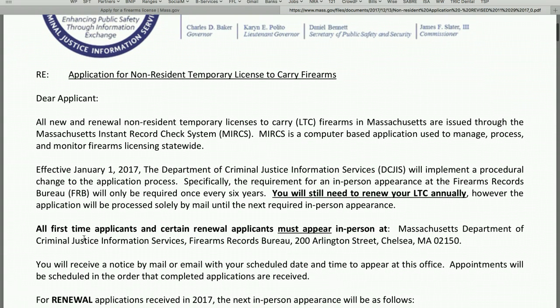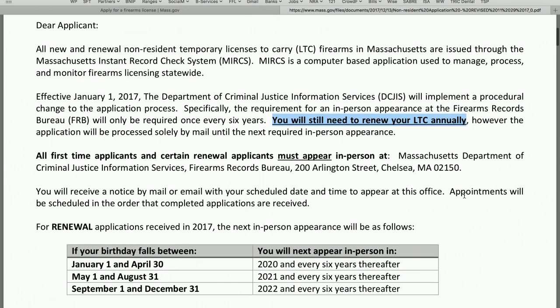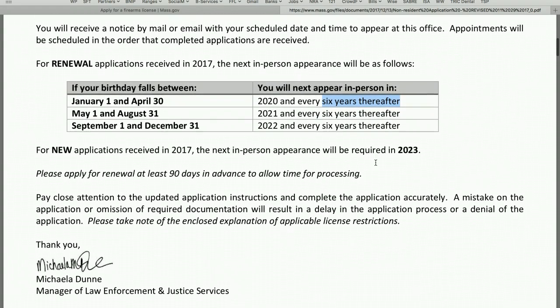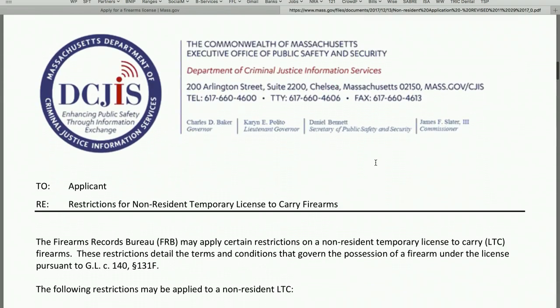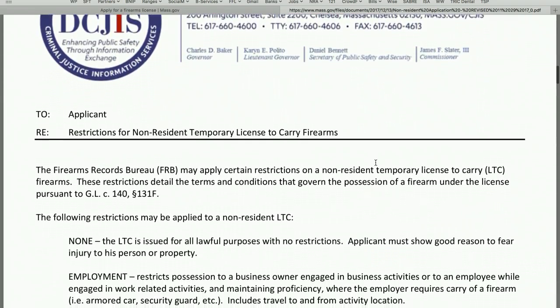And it tells you same thing, first-time applicants must appear in person. So if you live really far from Mass, it might not be worth your time, but at least the first time you have to show up, and you still have to renew annually. But just like before, you only have to come in the first time, and then after that you can continue to do your out-of-state LTC every year through mail and paying $100. Basically, it's a fee. It's a tax. Welcome to Massachusetts. They tax the hell out of you. They do everything. All right.